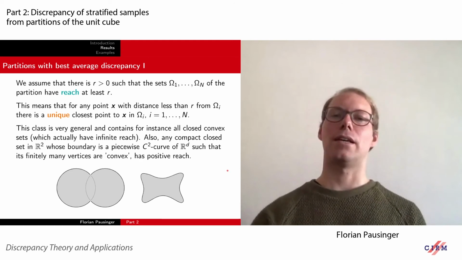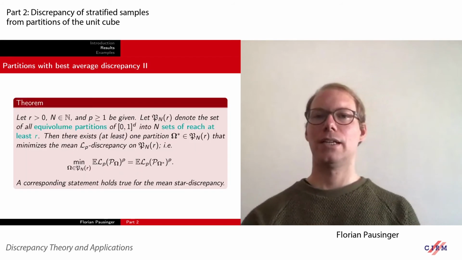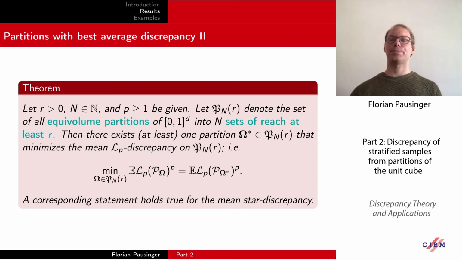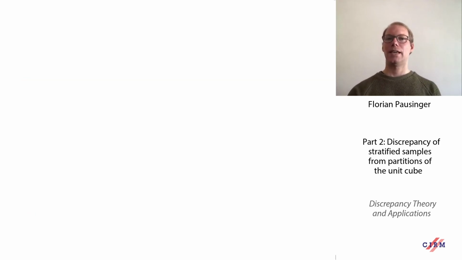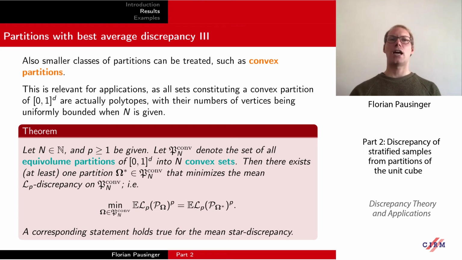And in general, this is a very large class of sets and of partitions. What we could show for them is that if you consider the set of equivolume partitions into n sets of reach at least r, then there indeed exists at least one partition that minimizes the mean Lp discrepancy. Of course, this is an existence result, so I cannot give you this partition, but at least we know there is a minimum here. And since sets of positive reach are a very large class of partitions, we also tried to narrow it down a little. So we have a similar result for equivolume partitions into n convex sets.